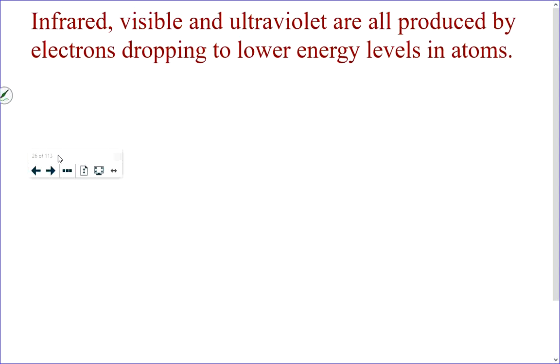Which of those three has the most energy? Evan, do you know? Ultraviolet. And then, which has the least energy? Infrared. Visible light's trapped in between. So they're all produced in the same way. What I told you before about electrons in atoms going from a higher to a lower energy level to produce visible light is exactly how infrared radiation is produced and ultraviolet.